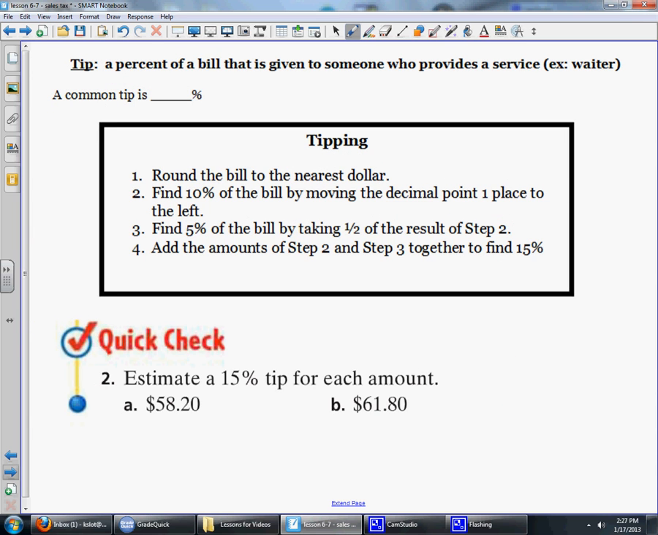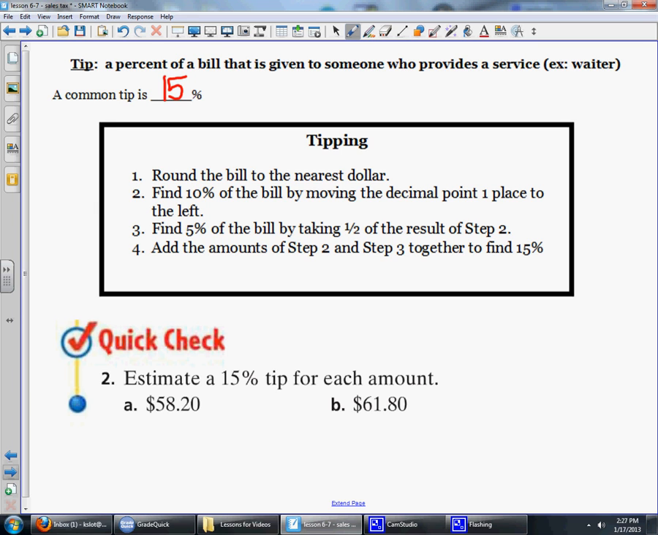The last thing that we're going to talk about today is a tip. And any of you who have gone out to eat before know that your parents usually leave a tip. So a tip is a percent of a bill that is given to someone who provides a service, like a waiter or a waitress. So a common tip that is left is 15%. Another place that you might leave a tip is if you bring your dog to the groomers, or when you get your own haircut, or if you get your nails done.